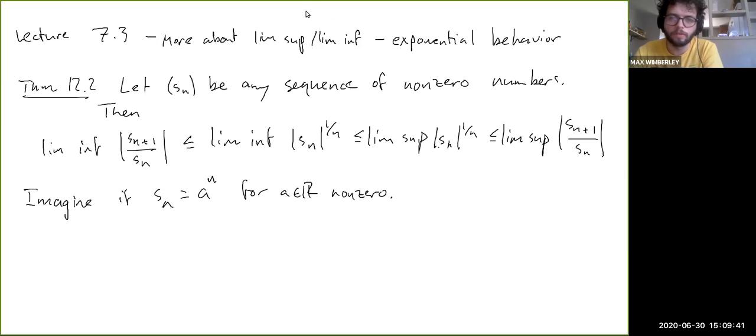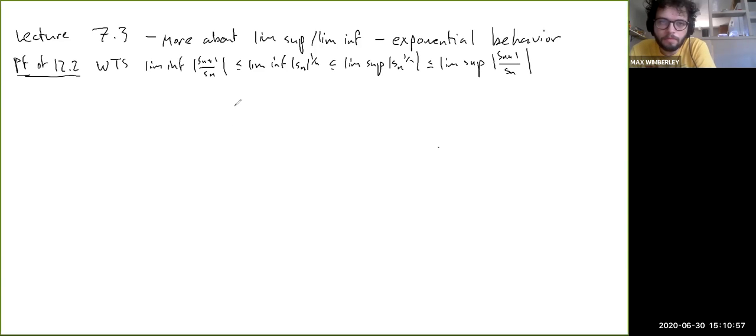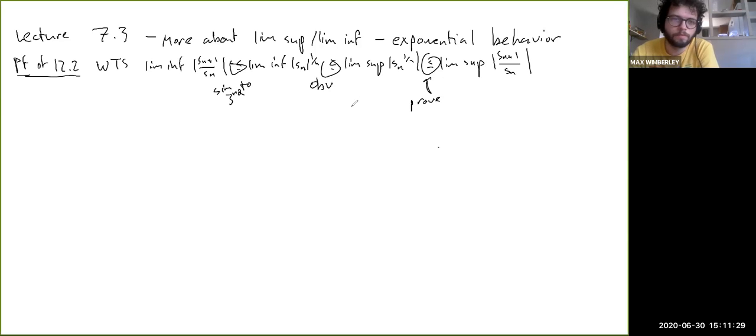So I'm actually going to erase a lot of this to make room. Okay, so let's prove this. And remember, Sn is just an arbitrary sequence of non-zero numbers. Now, this inequality is obvious, right? Because the lim inf of any sequence is automatically less than or equal to the lim sup of that sequence. And then the first inequality here is similar to the third inequality. Okay, so we're going to focus on this one. So we're going to prove this one.